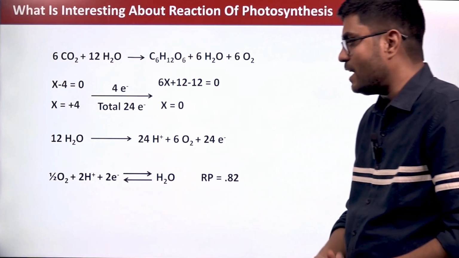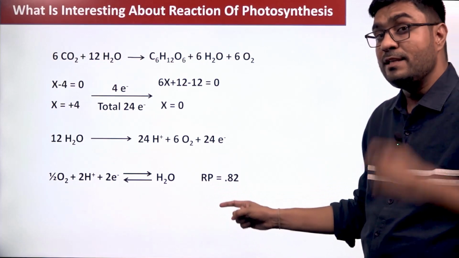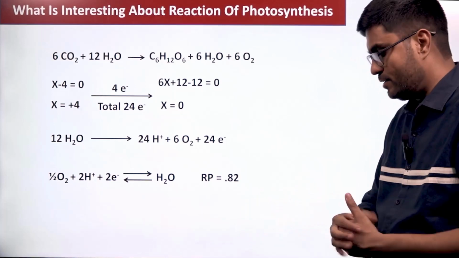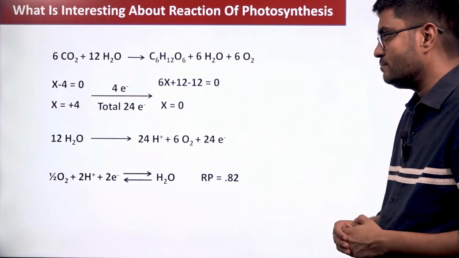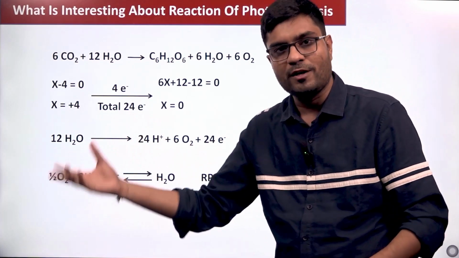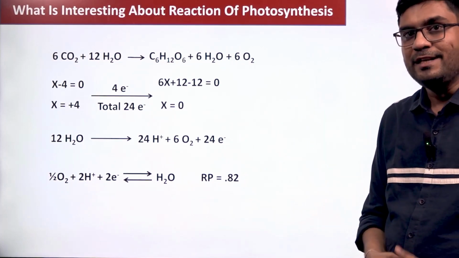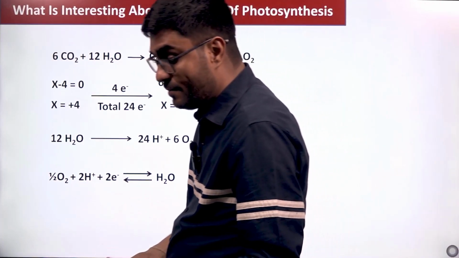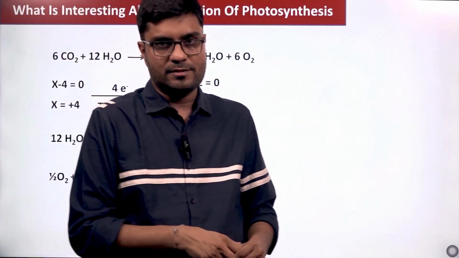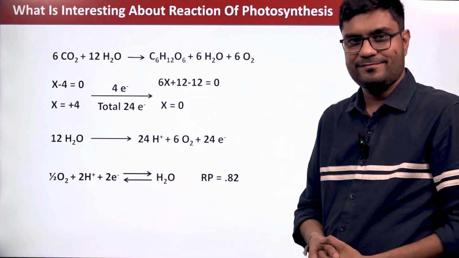this process where half of O2 is accepting 2 electrons and converting into water molecule is having the highest reduction potential, that is plus 0.82 volt. It means it is an impossible task to take out electrons from water, because it is having a very high value of reduction potential, and reduction potential is nothing but tendency to accept the electrons, right? So they are very keen in accepting the electron.